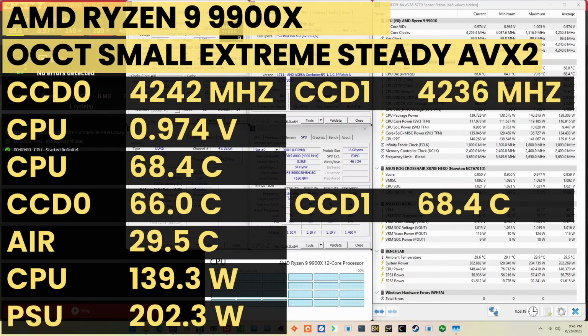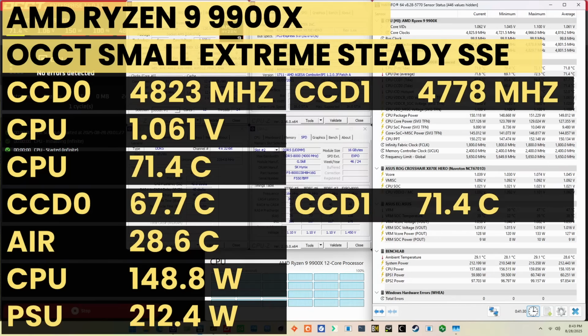When running the OCCT CPU AVX2 stability test, the average CPU CCD0 effective clock is 4242 MHz and CCD1 effective clock is 4236 MHz with 0.974 volts. The average CPU temperature is 68.4 degrees Celsius. The average CPU package power is 139.3 watts.